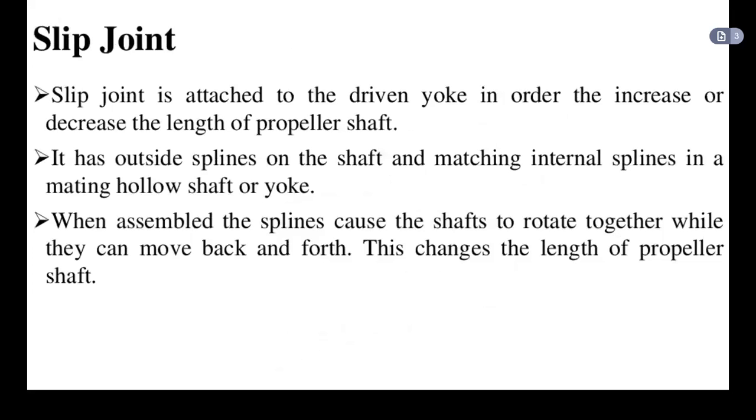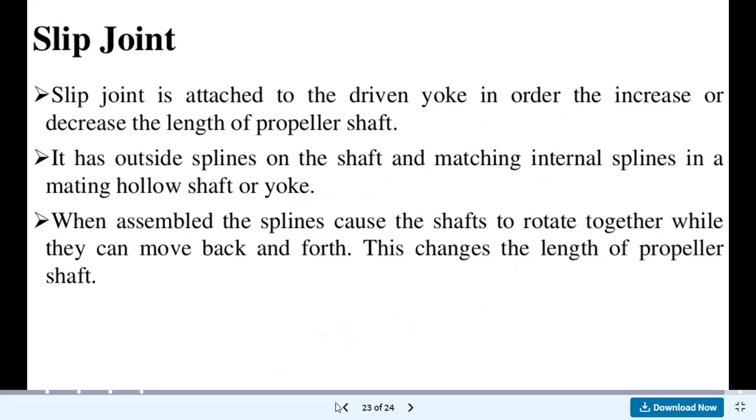The slip joint is attached to the driven yoke in order to increase or decrease the length of the propeller shaft. It has an outside spline on the shaft and a matching internal spline in a mating hollow shaft or yoke. When assembled, the splines cause the shafts to rotate together while they can move back and forth. This changes the length of the propeller shaft. So in this way, we finish the propeller shaft topics.